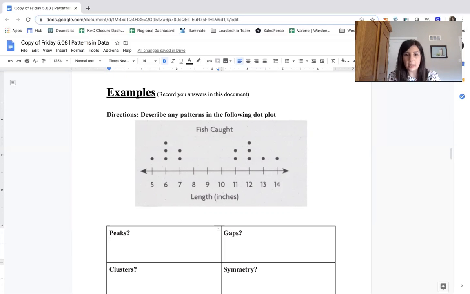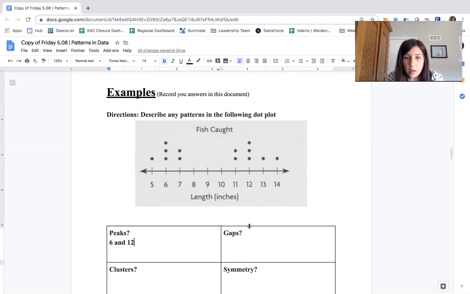Well, symmetry, I guess, is just one. But for peaks, gaps, and clusters, there could be more than one of each, or there could be none at all. Okay, now remember, a peak is that highest point of a data set. And if I'm looking at how this data is laid out, I see that there are 2 peaks, 2 high points. So my answer for peak is I'm going to say that there's a peak at 6 and 12. That's all I have to say. 6 and 12 are the 2 peaks of this data display.